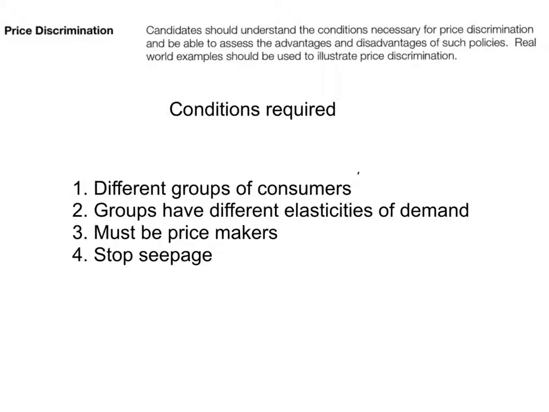Secondly, these groups have to have different elasticities of demand. It's not enough for them to all have the same elasticity. Some groups have to want the product more, therefore they'll have an inelastic demand, and others will have more elastic demand. They must be price makers, the company doing it, which means this would not work in a perfect competitive market. It would have to be in something like a monopoly.